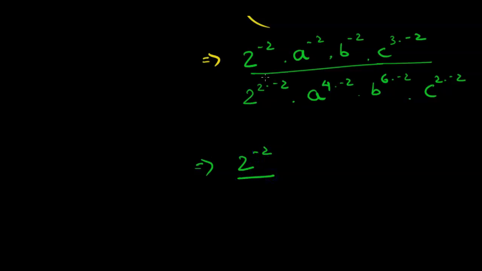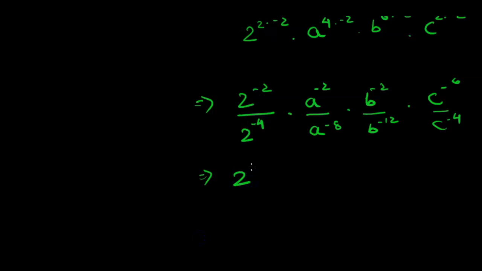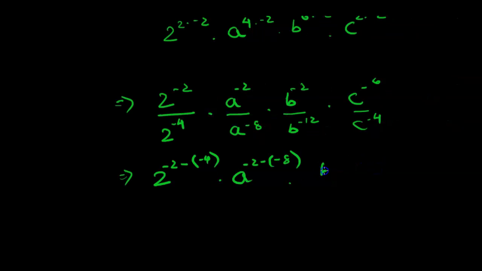Now we can collect all the like terms, so 2 together. Here we have 2 to the power of -4. We can write down a's together, a to the power of -2 over a to the power of -8, 4 times -2, then b to the power of -2 over b to the power of -12, then c to the power of -6 over c to the power of -4. So here we would have as bases 2 powers are supposed to be subtracted because they're getting divided. So -2 minus -4. Here we have a to the power of -2 minus -8. Then we have b to the power of -2 minus -12. C to the power of -6 minus -4.